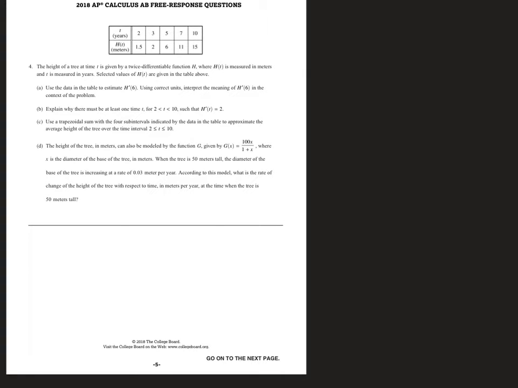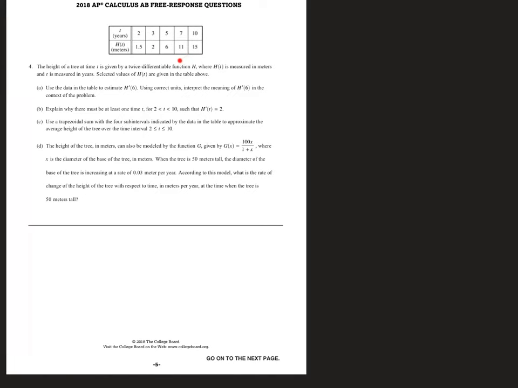Question A says use the data to approximate h prime of 6. Now we know that h prime of 6 is the derivative of h at 6, or the instantaneous rate of change at 6, the slope of the tangent line at 6. But we are estimating that value. So when we estimate an instantaneous rate of change, we use an average rate of change. So that's just slope. And we have this table where we've got t is 2, 3, 5, 7, and 10. And we can estimate h prime of 6 by just finding the slope between any 2 points on this table that include 6 within the interval.